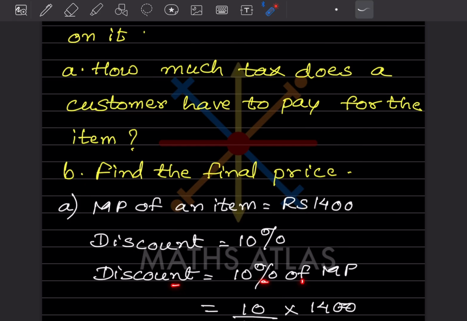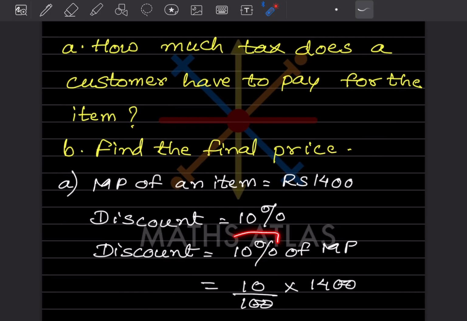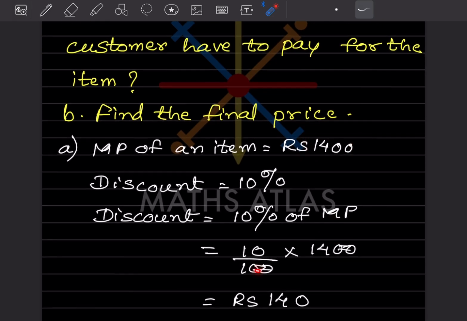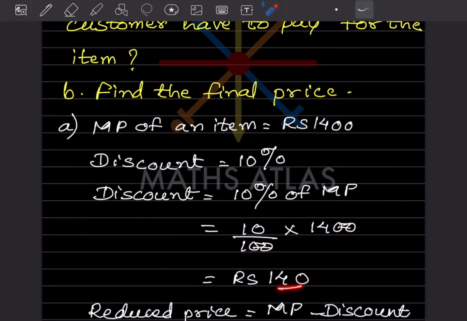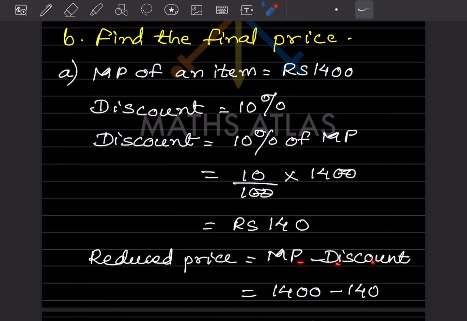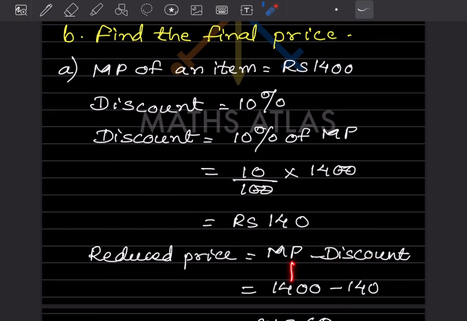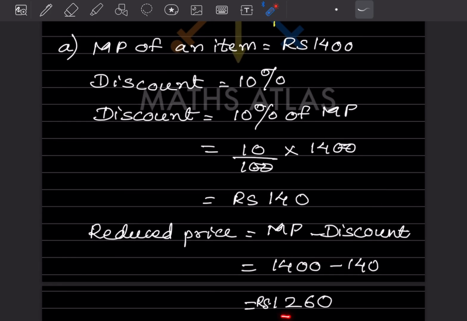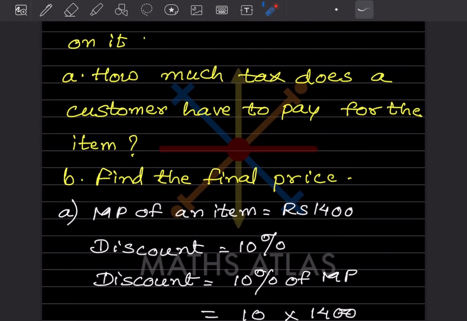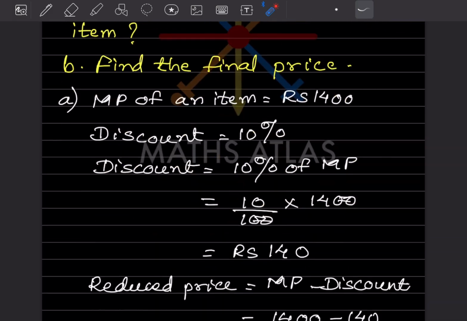So discount is 10% of the mark price. So 10% means 10 by 100, and the mark price is 1,400. After simplifying, that is 140. So the reduced price will be the mark price minus the discount. So this will be 1,400 minus the discount 140, so that will be 1,260.